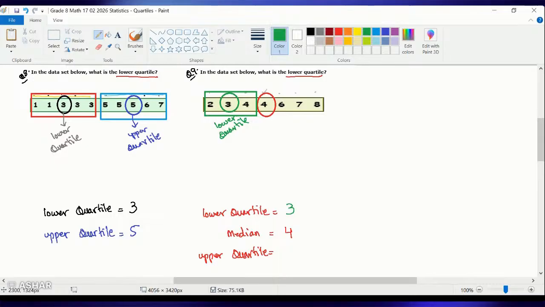And what about the upper quartile? There were 3 values on this side, and 7 is the middlemost value. So we can say the upper quartile is the middle value for the remaining. Right? That means it comes out to be 7. There's only one difference, Grace. You wrote 7, 4, and 2. It was 3, right? The lower quartile was 3. Thank you, Grace.